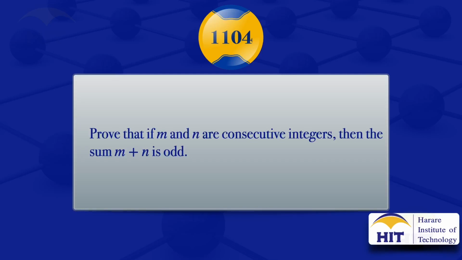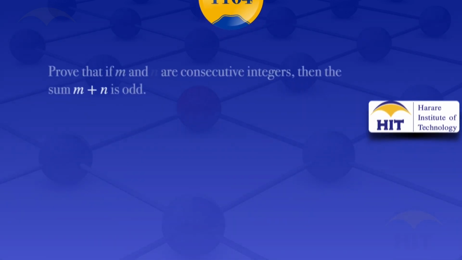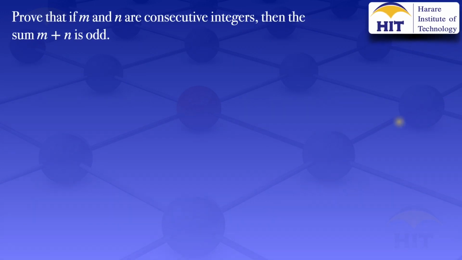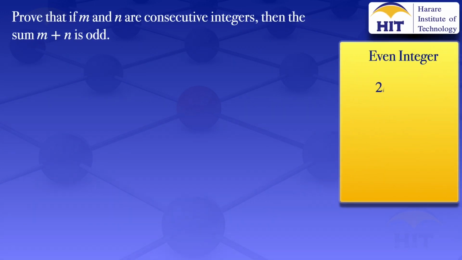In this tutorial, I'm going to prove that if m and n are consecutive integers, then the sum m plus n is odd. An integer is said to be even if we can write it in the form 2k1, where k1 is an integer, and an integer is said to be odd if we can write it in the form 2k2 plus 1, where the k2 there is an integer.